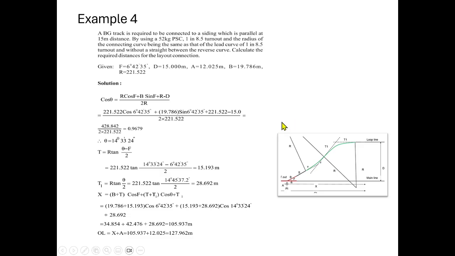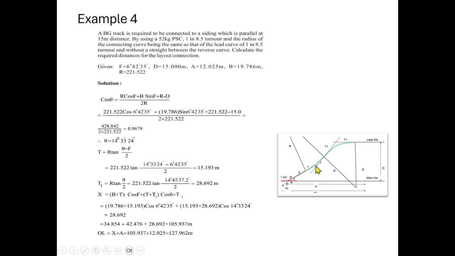Once we know the deflection angle, the deflection angle minus F, this we have already discussed. This is theta minus F by 2. So theta we have found out now. F is the crossing angle. So using this relation, T equal to R tan of theta minus F by 2, we are able to find out the tangent length, that is coming around 15.193 meter. So we got the T.